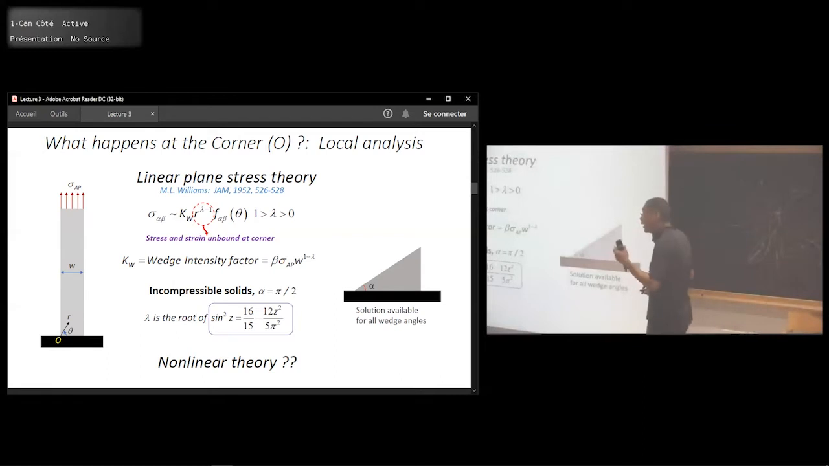That tells us from the linear analysis that near the corner, the stress is going to be very high. So we have to be very careful. That's the reason why a designer, if you want to be really safe, you want to round the corners.